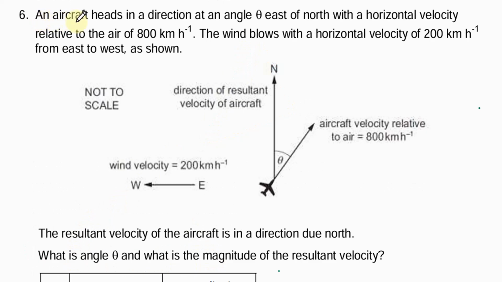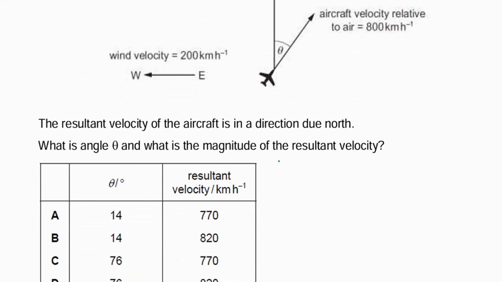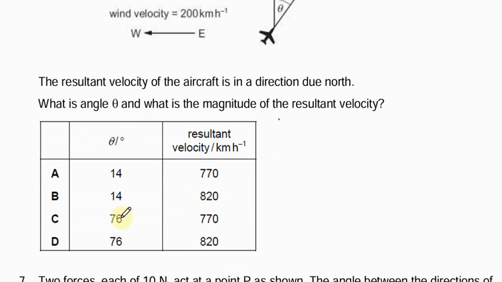Here it says an aircraft heads in a direction at an angle theta east of north with a horizontal velocity relative to the air of 800 kilometers per hour. So this is the aircraft's velocity relative to the air and our angle theta. The wind blows with a horizontal velocity of 200 kilometers per hour from east to west. The resultant velocity of the aircraft is in a direction due north. What is angle theta, and what is the magnitude of the resultant velocity? And we are given various options here.